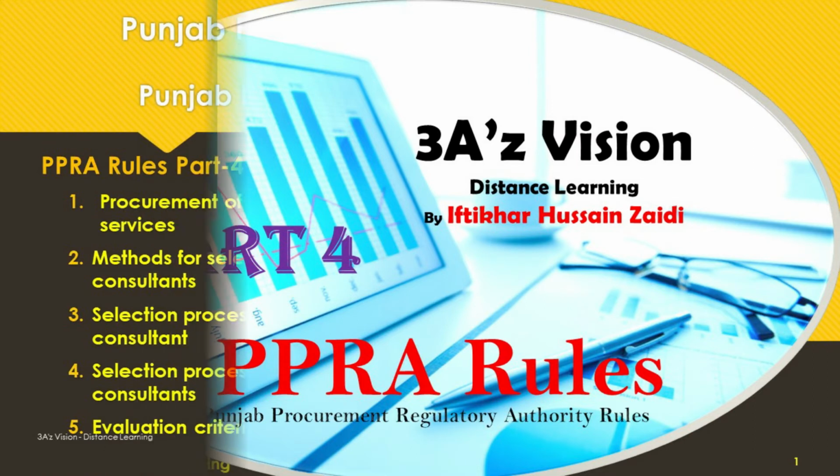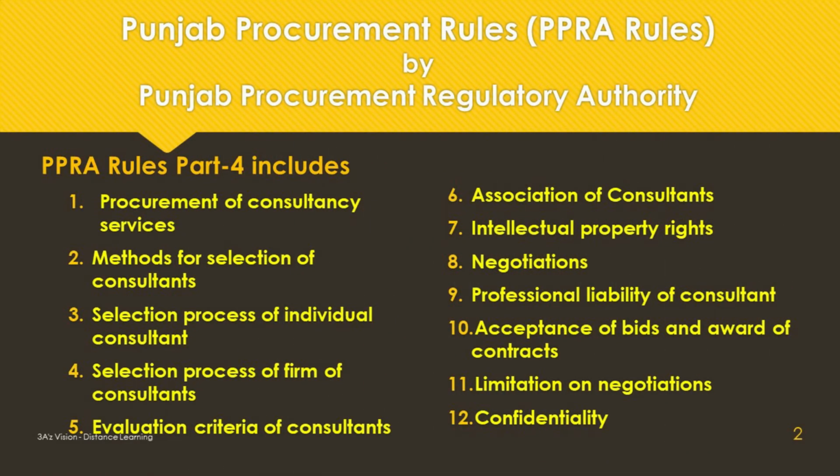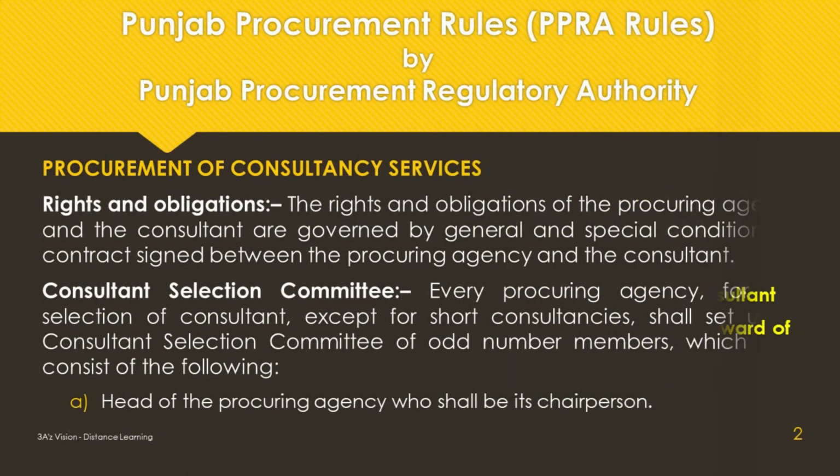In PPRA Rules Part 4, we shall discuss in detail procurement of consultancy services, methods for selection of consultants, selection process of individual consultant, selection process of firm of consultants, evaluation criteria of consultants, association of consultants, intellectual property rights, negotiations, professional liability of consultant, acceptance of bids and award of contracts, limitation on negotiations and confidentiality, procurement of consultancy services, rights and obligations.